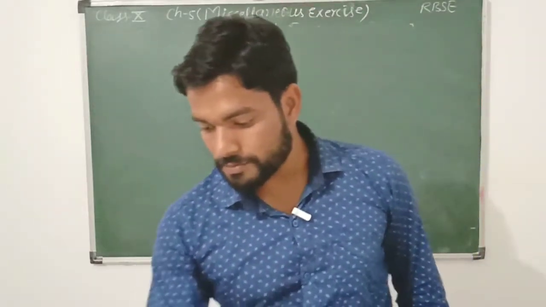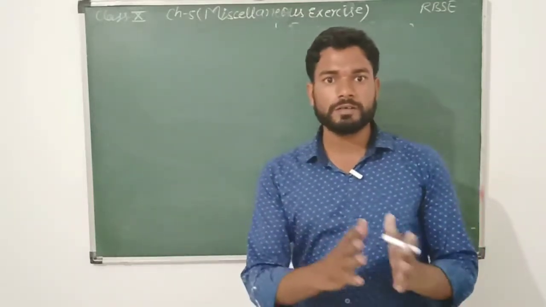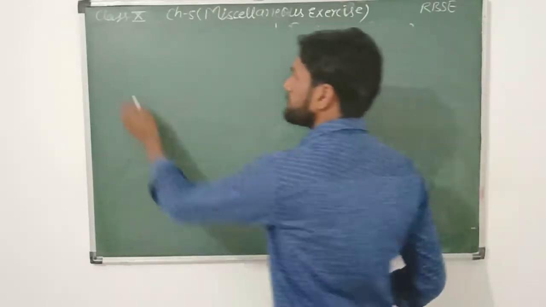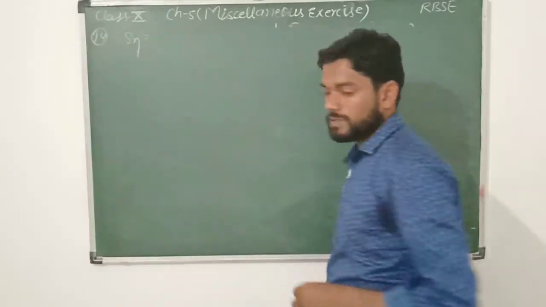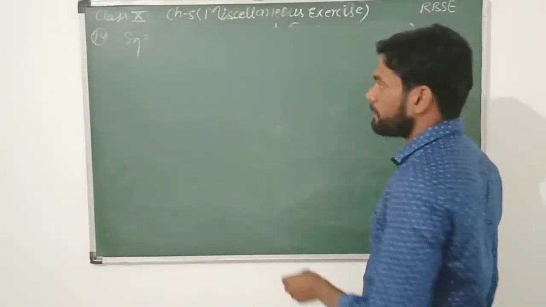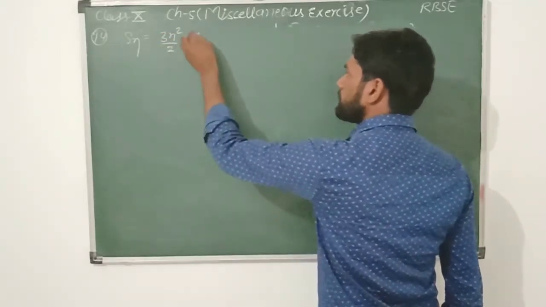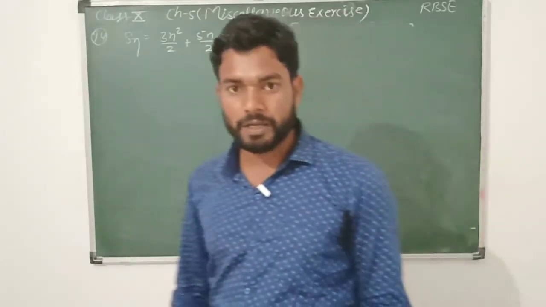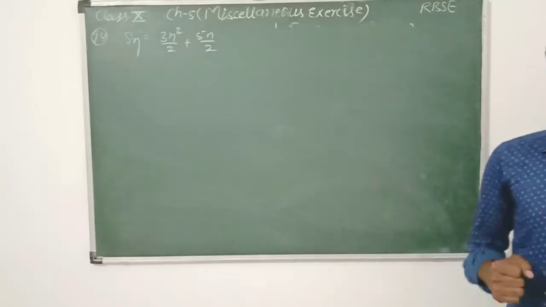And the given question is, if the sum of the terms of an arithmetic progression is given, in this case the sum of the terms of an AP is given in the form, let Sn be equal to 3n square upon 2 plus 5n upon 2. Then find the 25th term of this AP.